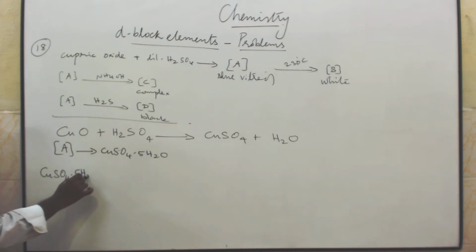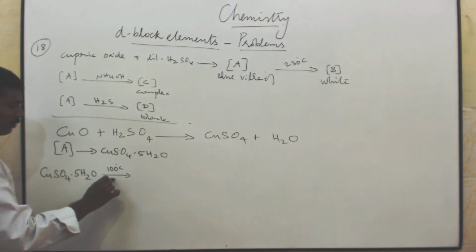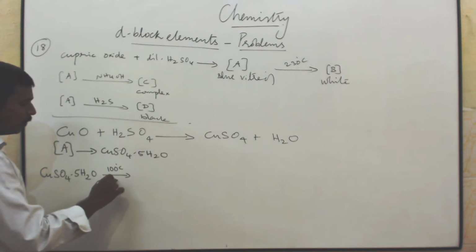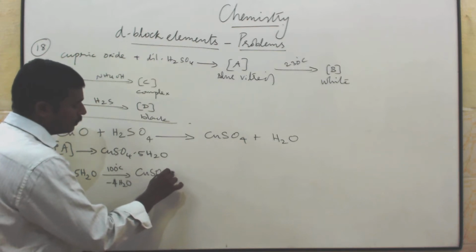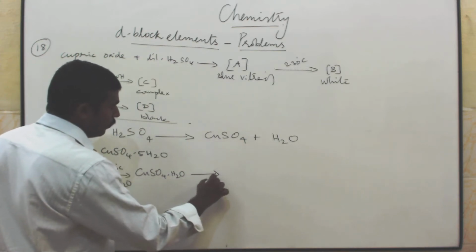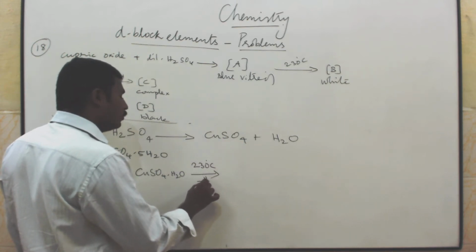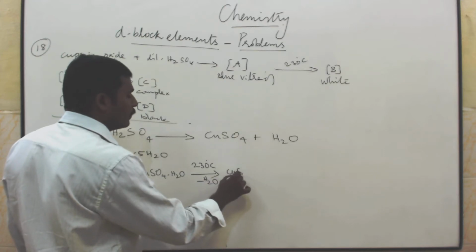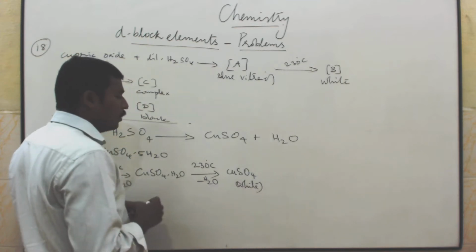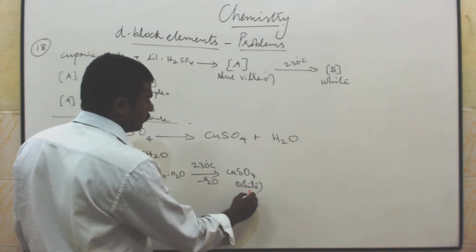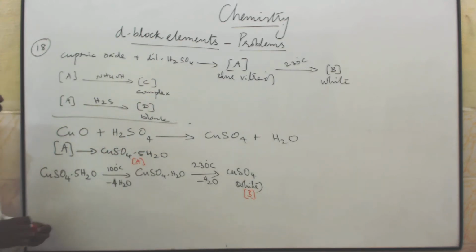copper sulfate pentahydrate, when heated at 100 degrees Celsius, loses 4 molecules of water, it becomes copper sulfate monohydrate, followed by again 230 degrees Celsius, it loses 1 more molecule of water, it gives copper sulfate, that is white in color. So which is compound B. So A is copper sulfate pentahydrate, B is copper sulfate.